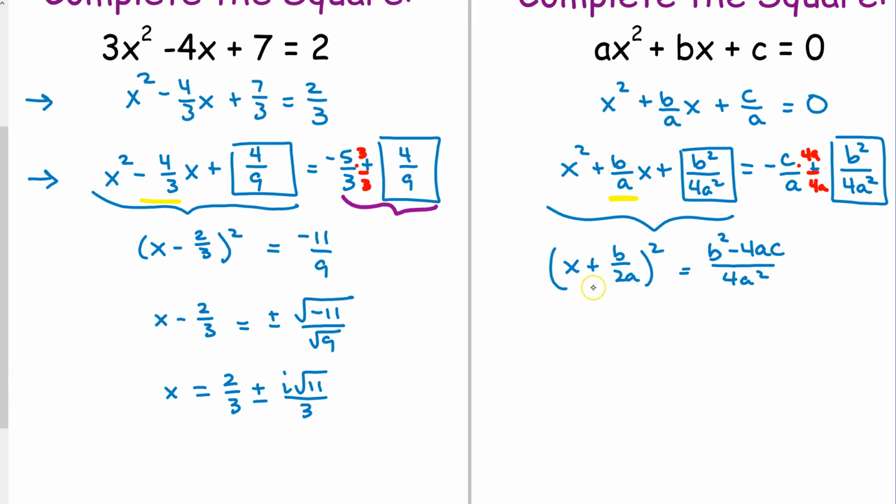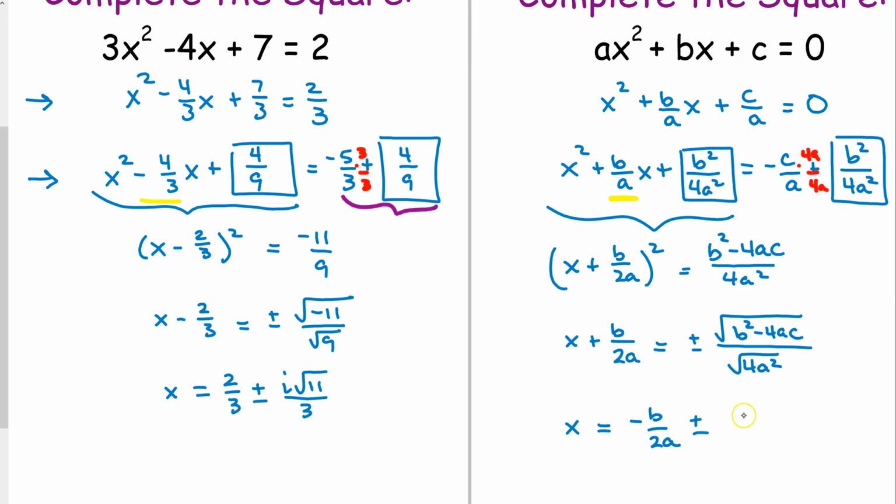Now we're ready to square root both sides. That's going to leave us with x plus b over 2a equals plus or minus the square root of the top over the square root of the bottom. Then to get x by itself, we're going to subtract b over 2a from both sides. So we have the opposite of b over 2a, plus or minus, and then to simplify the radicals, we need to leave the square root of b squared minus 4ac.